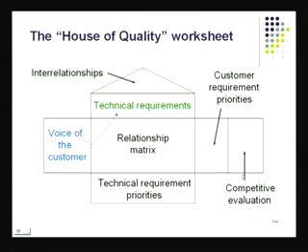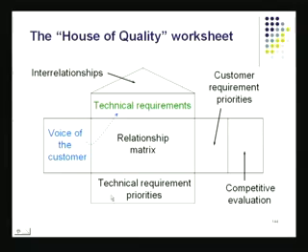Then on this side, I do a comparison to existing products. I may have other cell phones that I can probably get samples of, and I can rate them against the requirements that I've discovered. I've discovered certain requirements that the customers have spelled out. I could look at the competition's products and evaluate them with respect to those requirements that I've figured out by talking to customers. Then of course I come up with technical requirement priorities.